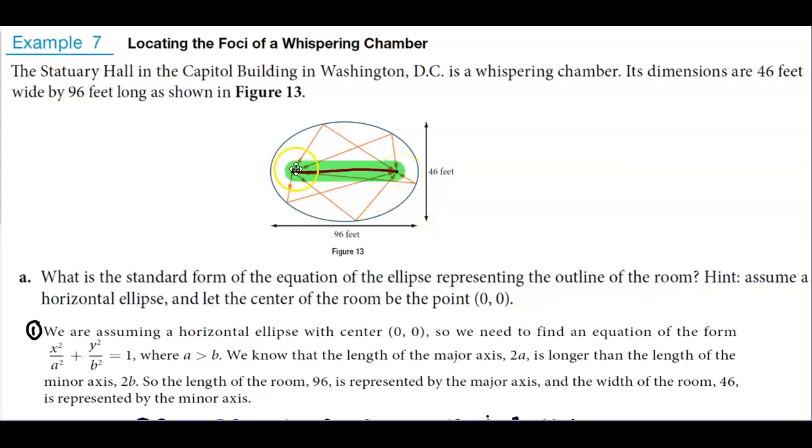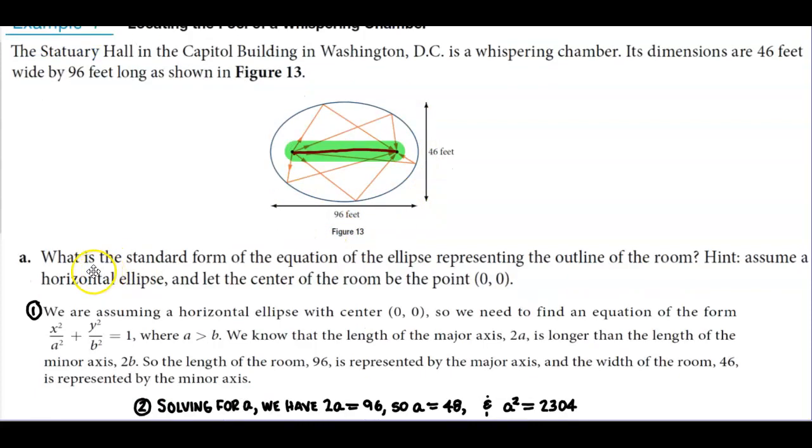So what happens here is that the focus on the left side is transmitting that information, the arrows are shooting out, and eventually it's going to hit the other focus. So that's what's happening here. Now here you can see that horizontally it's 96 feet, vertically it's 46 feet. Since horizontally it's greater, that means the major axis is on the x-axis.